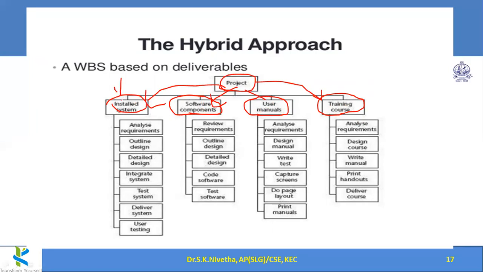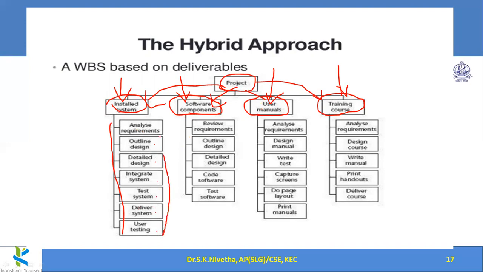This is the original software, and this is the additional components that we have to supply, and this is the user manual for reference. Only the user manual will not help them, so we have to give training, so conduct a training course. And based on these deliverables, further they are dividing the activities. Okay, analyze the requirements, outline design, detailed design, integrating the system, testing the system, deliver the system, user testing.